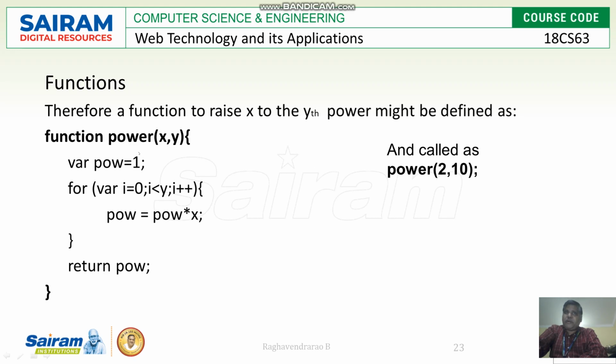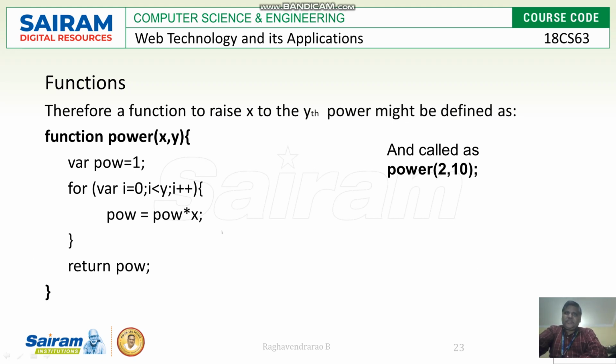Function power(x, y). Curly bracket starts here, then variable power equal to 1, for variable i equal to 0, i is less than y, i plus plus, power equal to power times x. The curly bracket starts here and ends here for the for loop. Again for the function, the curly bracket starts here and ends at the end of the function. This format you should follow for every programming language.